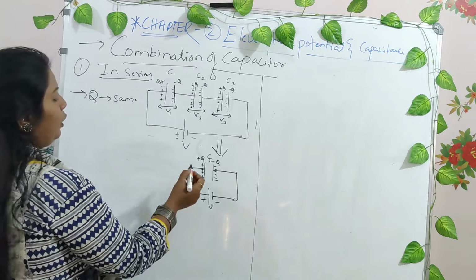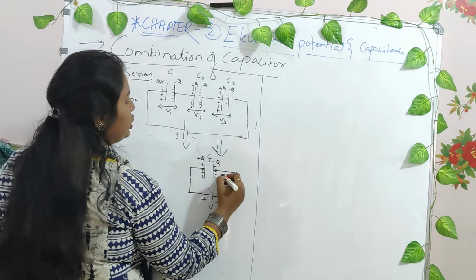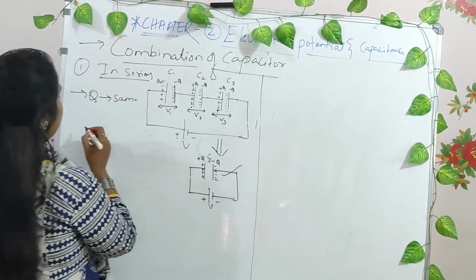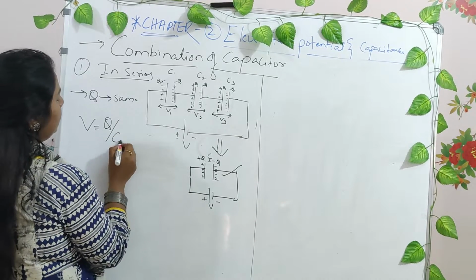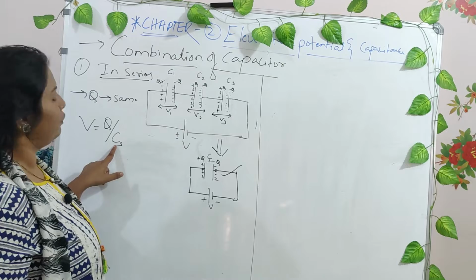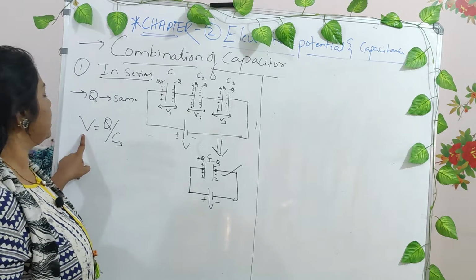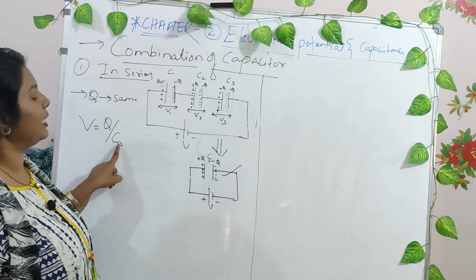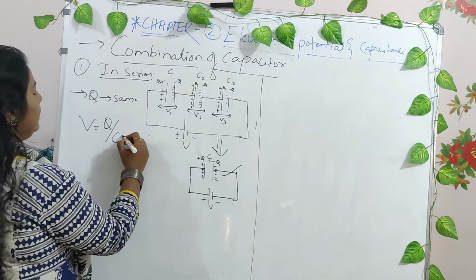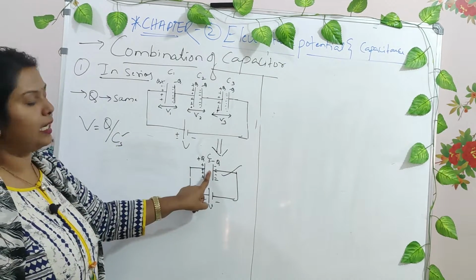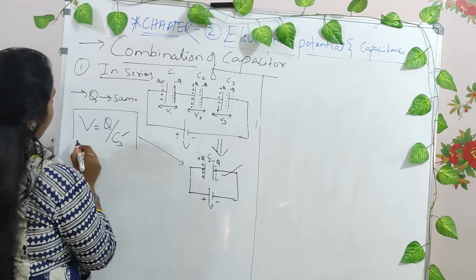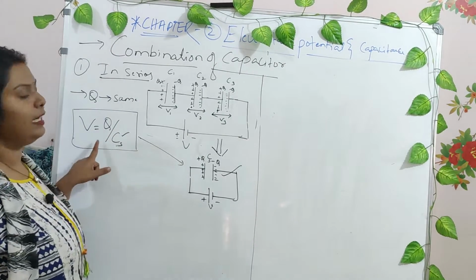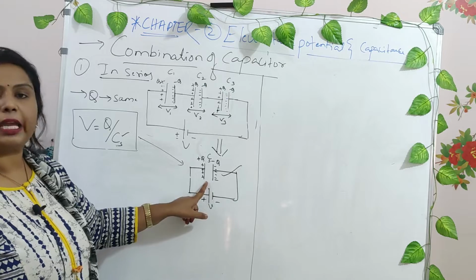Now if you want to find out the potential of this equivalent capacitor, how do you do it? V is equal to Q by CS. We have this formula: voltage, that is potential, will be equal to Q divided by C, right? This C is the effective capacitor that is connected. Now this equation is for this, the effective or equivalent capacitor, or the equivalent diagram, right?